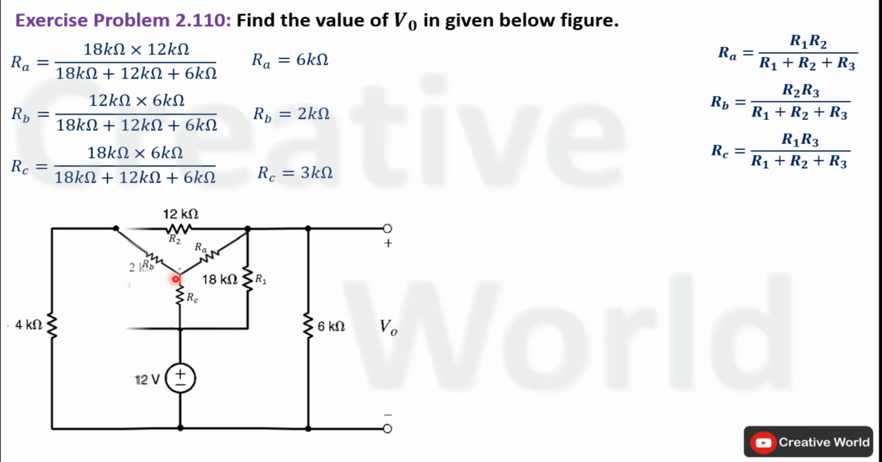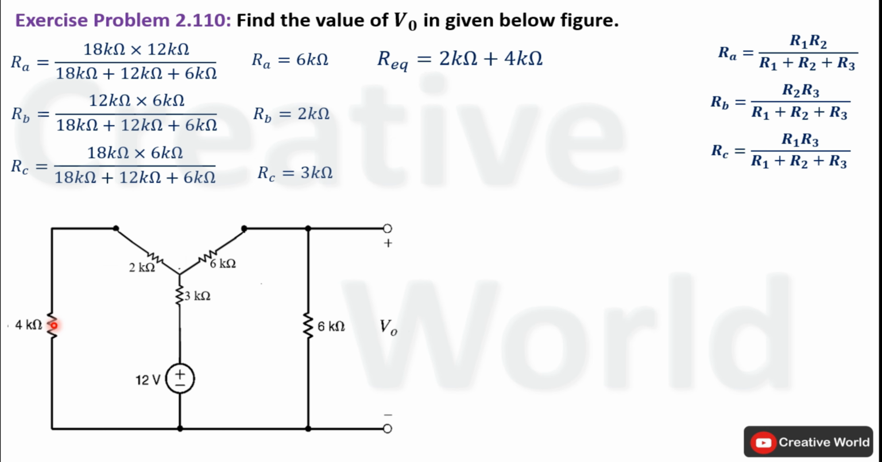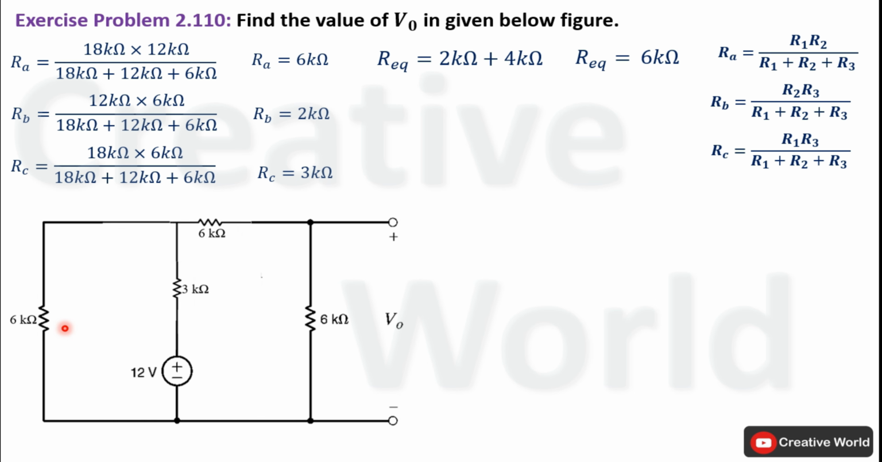So we will modify the network by indicating resistances of star connection and replacing delta connection with star connection. At this stage, these two resistances are in series connection, so we will find their equivalent resistance and replace these two resistances with that equivalent resistance of 6 kilo ohm. So the circuit will further simplify.